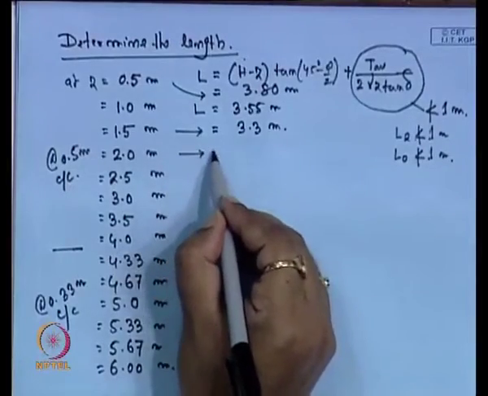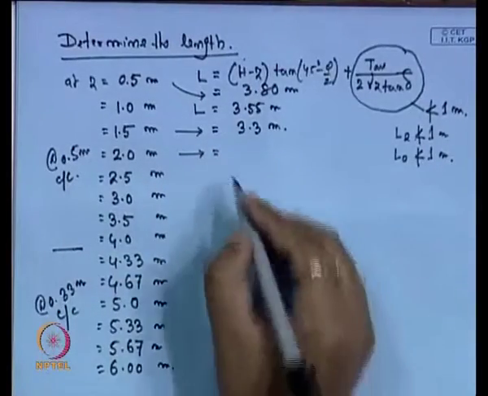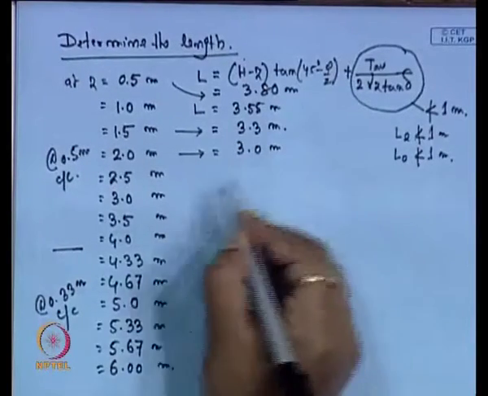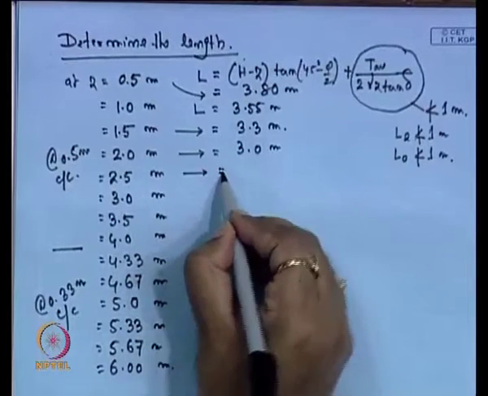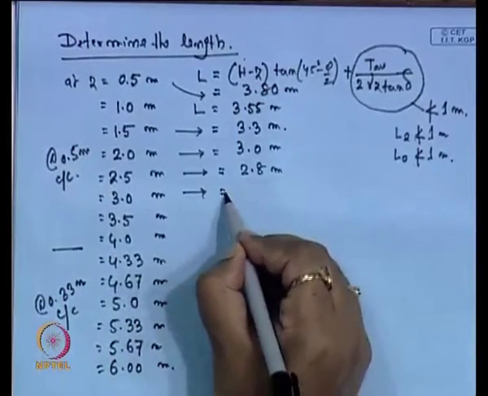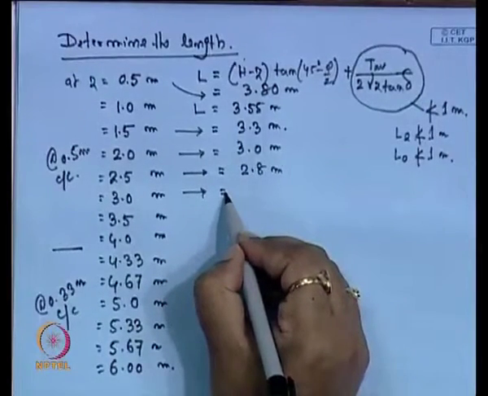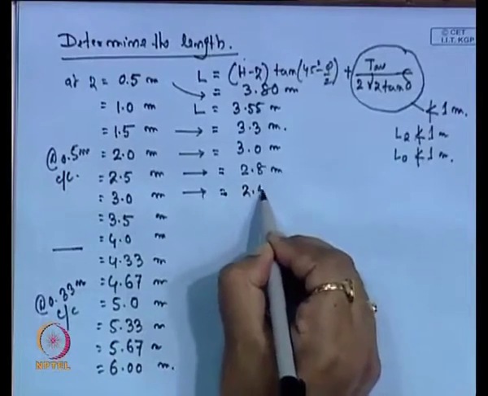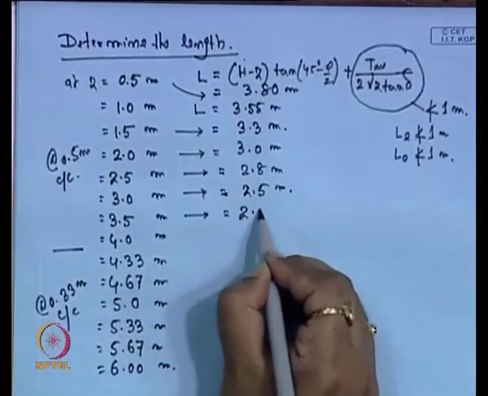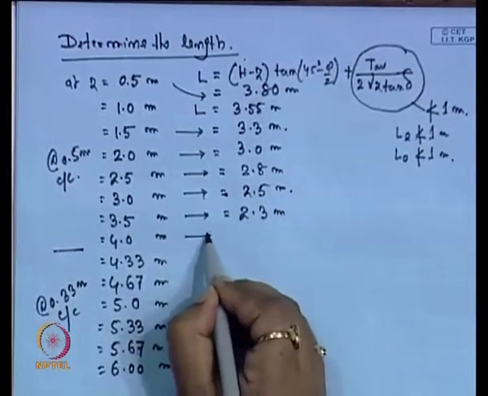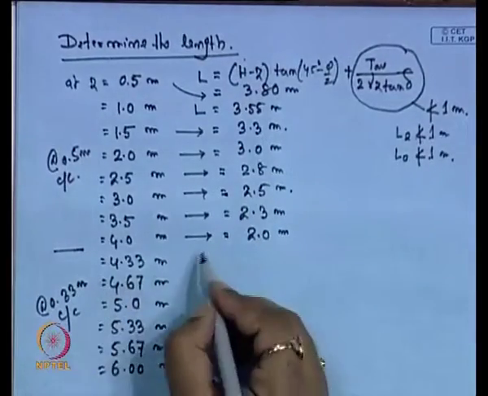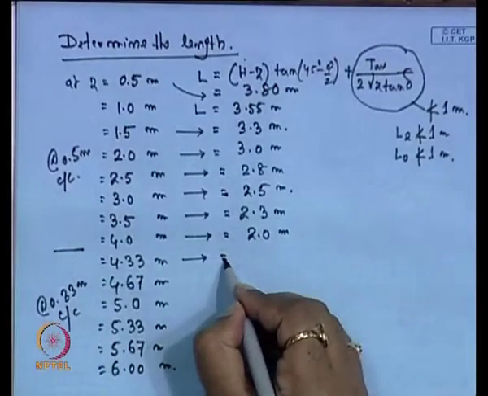By calculation at 2 meter, if I put z equal to 2, then the required total length is 3 meter. So, at 2.5, that is 2.8 meter. At 3 meter, that is 2.5 meter. At 3.5 meter, that is 2.3 meter. At 4 meter, that is 2.0 meter.